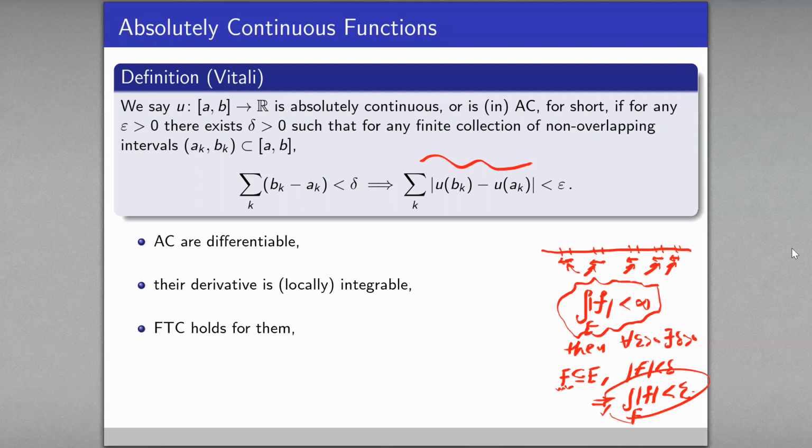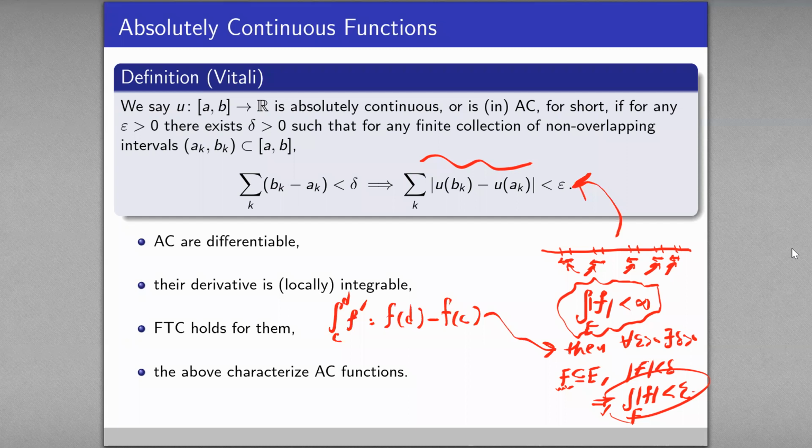And then if FTC holds, so the integral of f prime from any C to D is f of D minus f of C. If you have this, then you can go through this, and from this you obtain that. So the reverse is true. So again, more justification for the terminology. And these three are basically equivalent to the other one, to being AC.